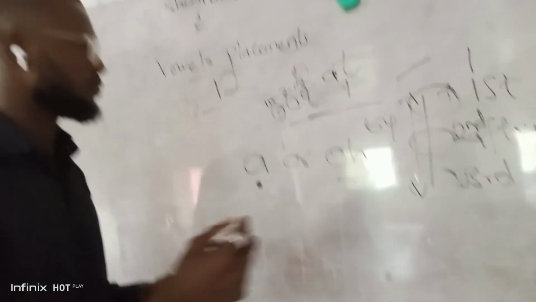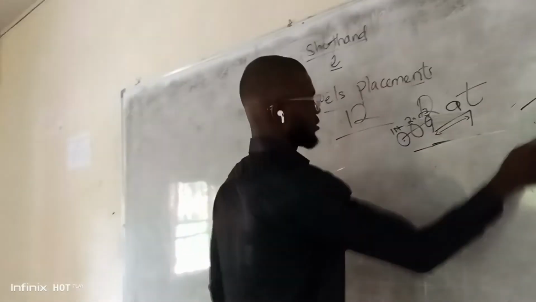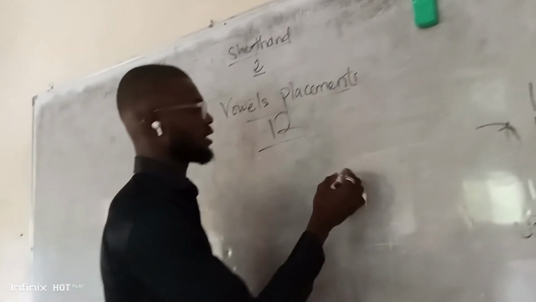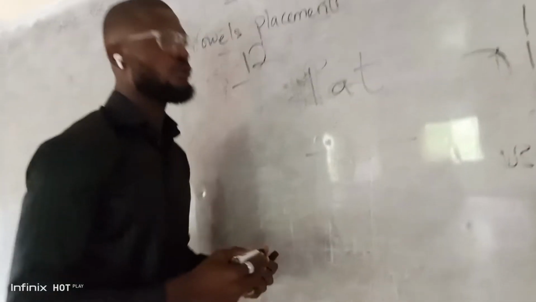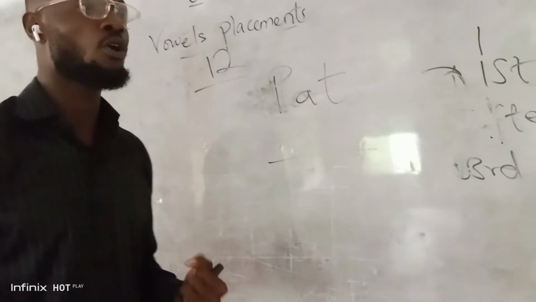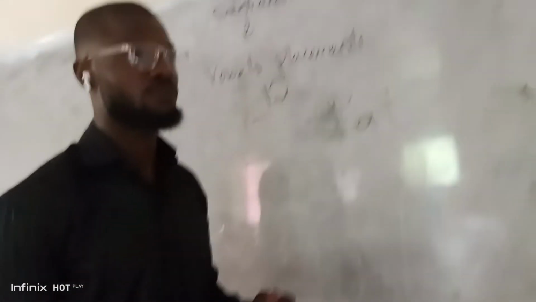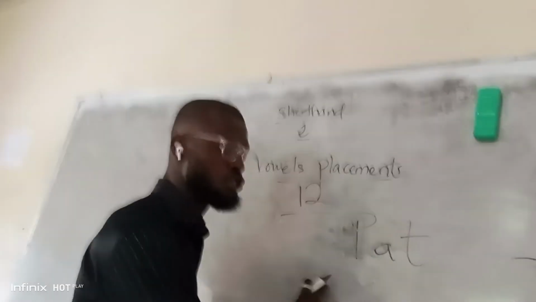Let's take another example. If you have something like this, let's take this. What do we have here? P, A, T. Though it will get to a stage where we'll use what we call the halving principle, let's use this as an example, just to give an instance. Now, this P, A, T is your part.